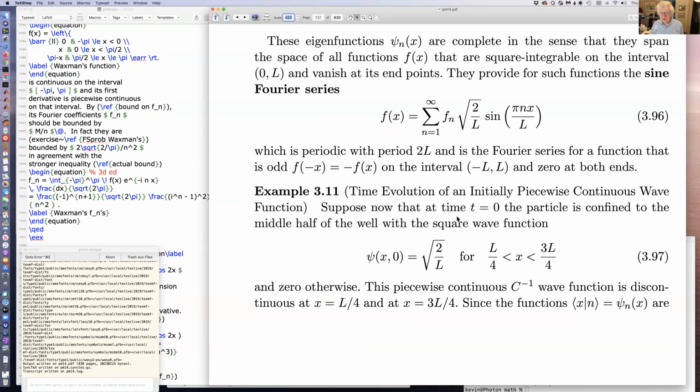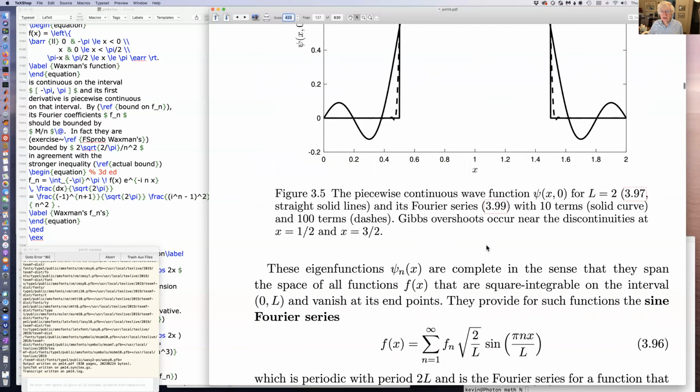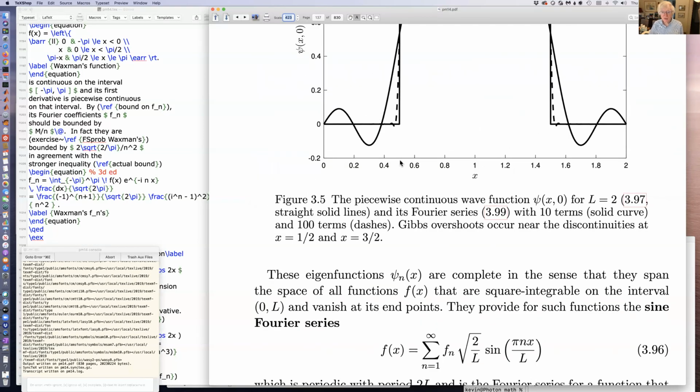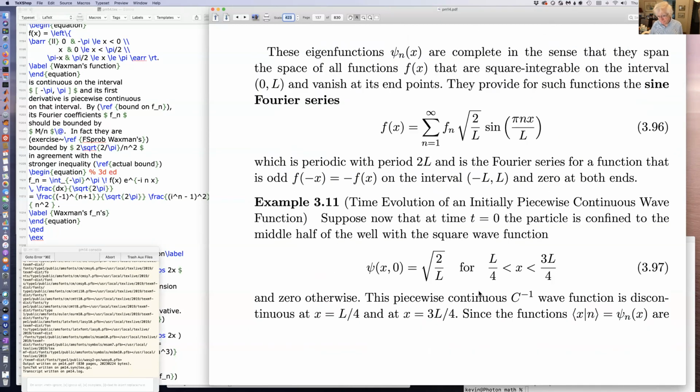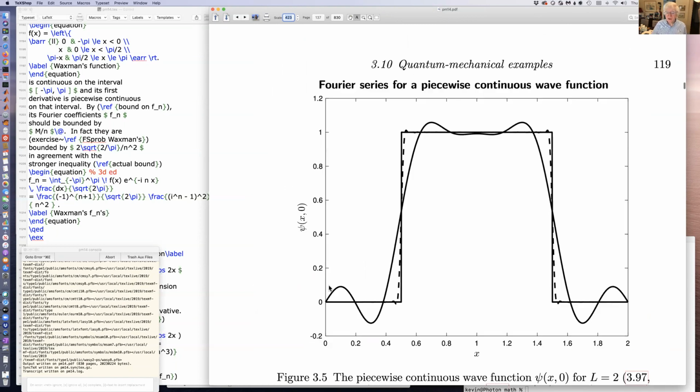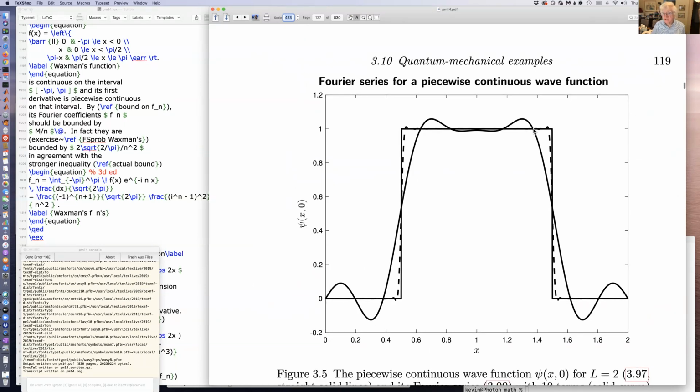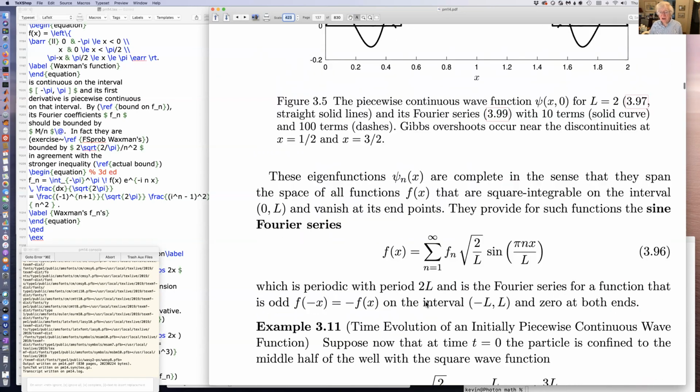At t equals 0, we assume the function is confined in this way. What I did was take L equal to 2, so this is from 1/2 to 1.5 and 0 otherwise. This is the initial wave function at time 0, not an eigenfunction, but this function here.